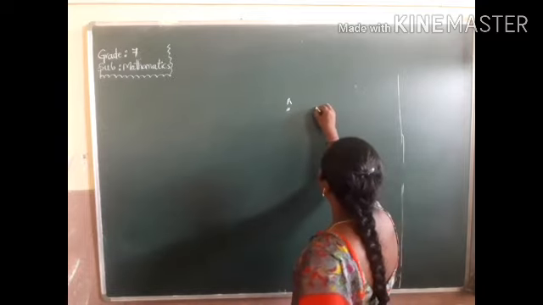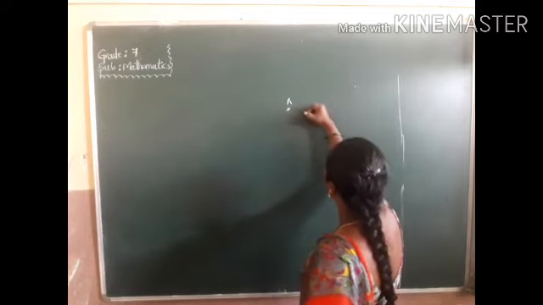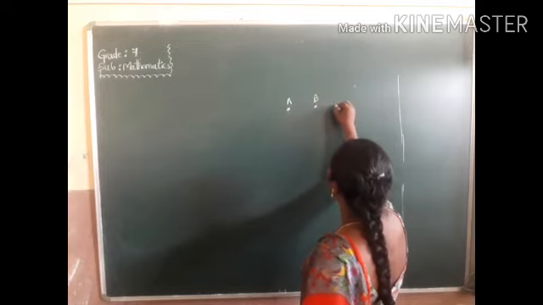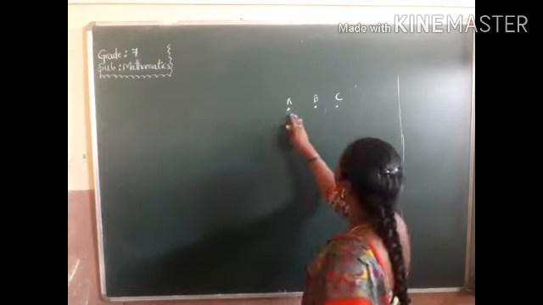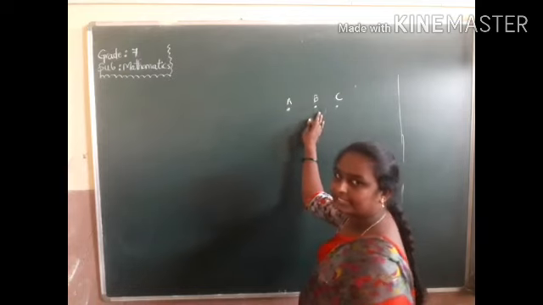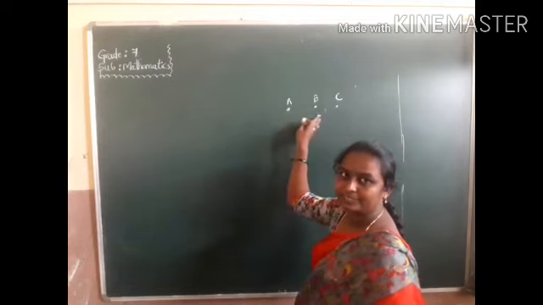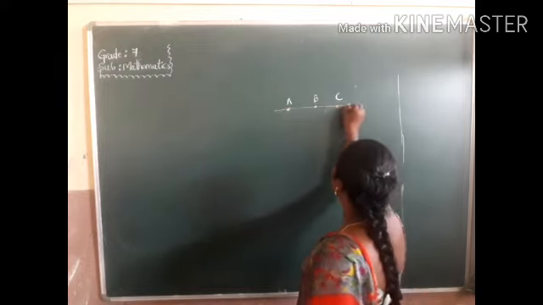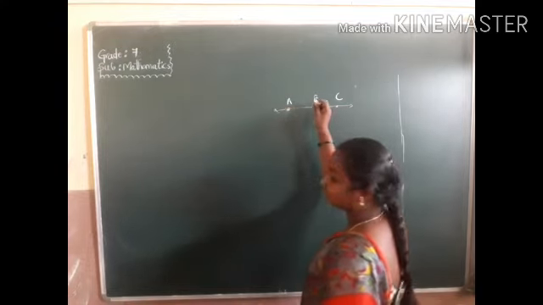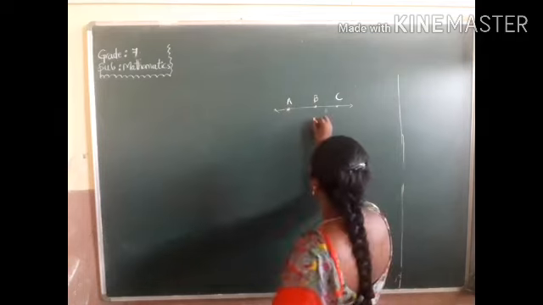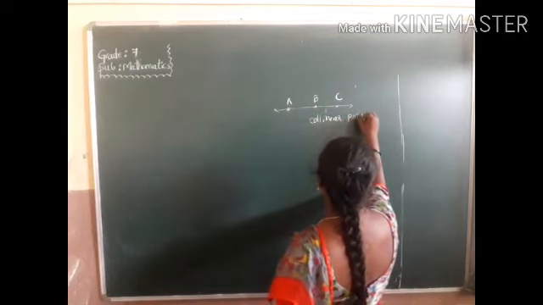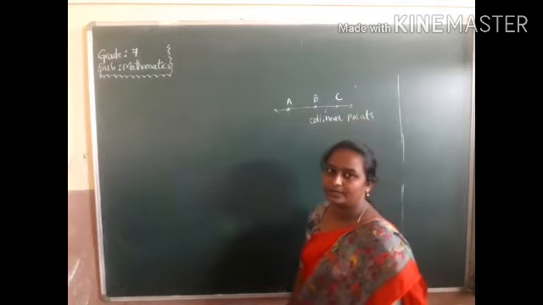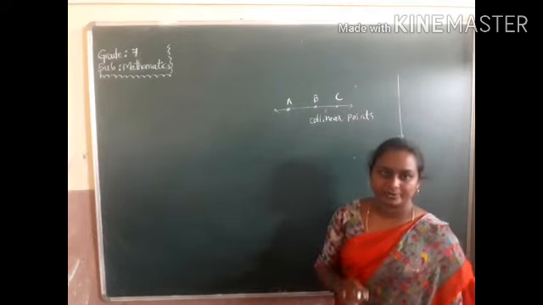Suppose I take one more point, so that is point B, and point C. Observe carefully, all these points lie on the same line. Points that lie on the same line are called collinear points. If all the points lie on the same line, they are called collinear points.